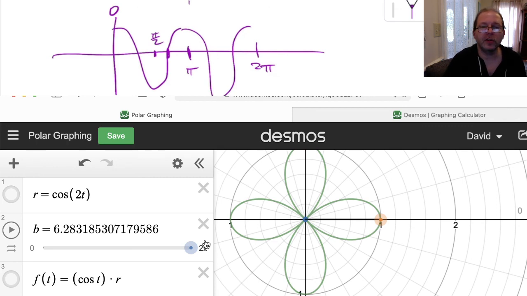So we're going to look at finding areas of these petals of the rose curves. We'll look at that in the next video.